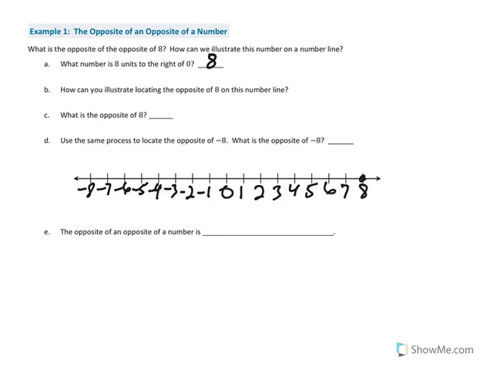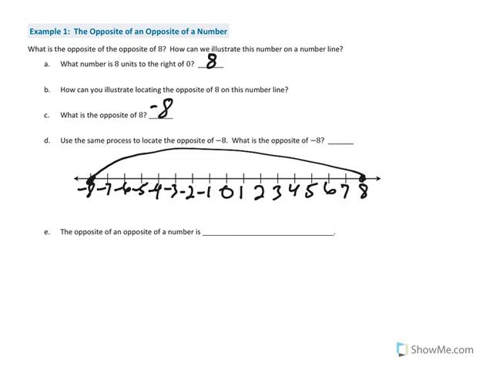Here. So finding the opposite of 8 would have to be all the way back here to -8, because the opposite of positive 8 is -8. We learned that in the last lesson. So what is the opposite of 8? We just showed -8. That's easy enough.